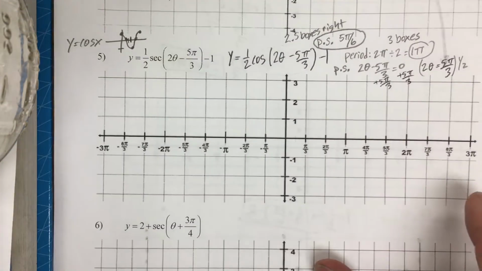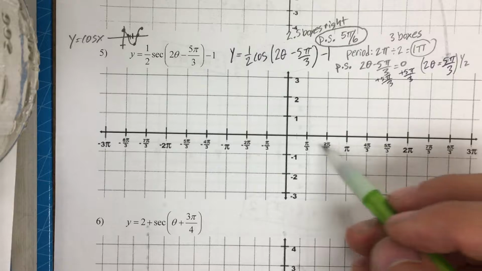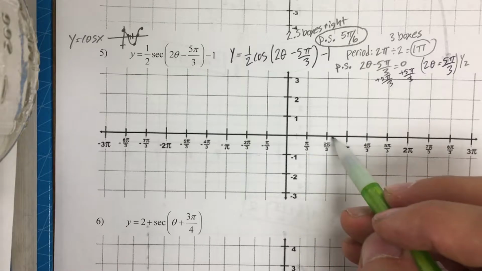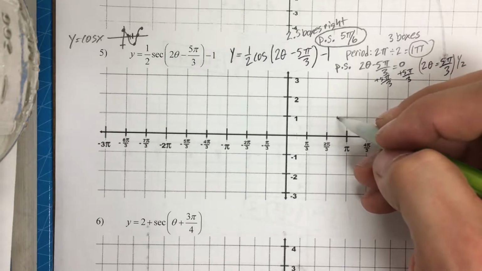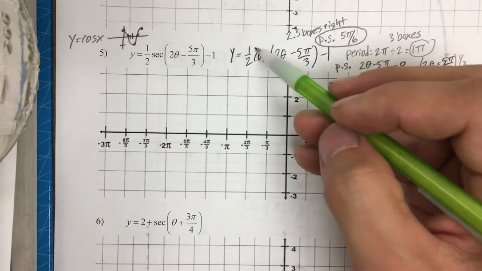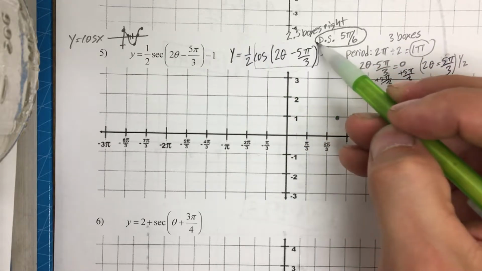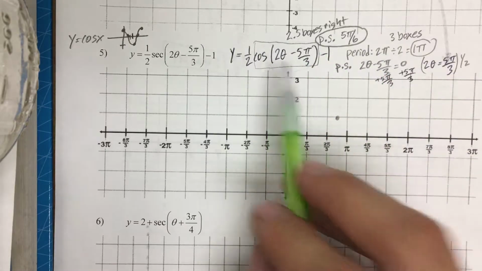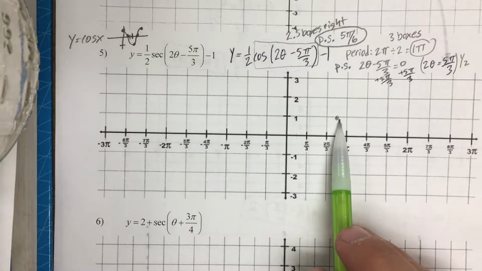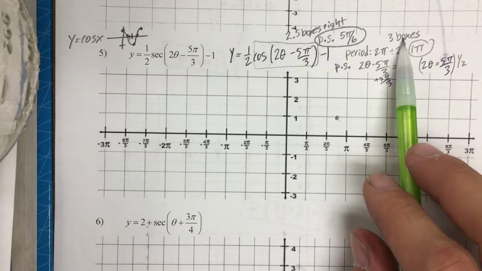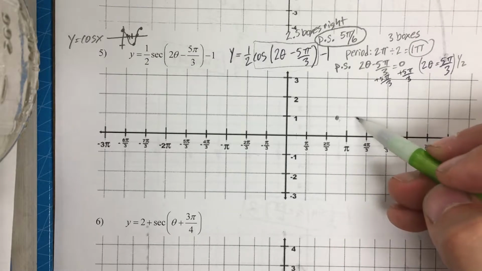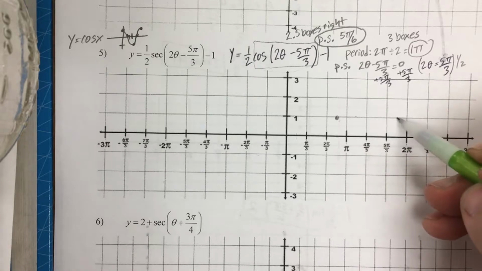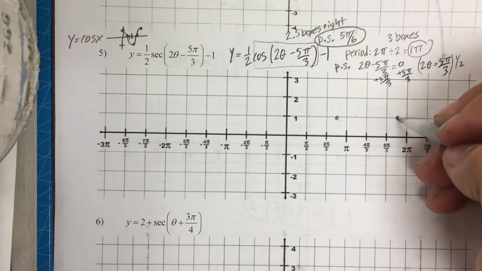So when we start our graph over here, we're going to go over 2.5 boxes, and we'll go up at 1. That's going to be my starting point. Now remember, I'm only graphing in pencil right now. I'm going to graph that right there. So I do 2.5 boxes. Now I go back and look at my period, which is 3 boxes, or 1 pi. So I'm going to go over 3 boxes: 1, 2, 3. I'll put my end point right there.